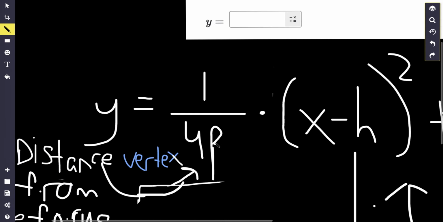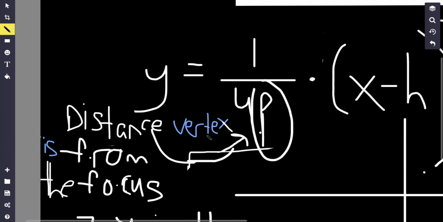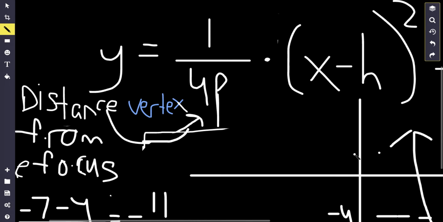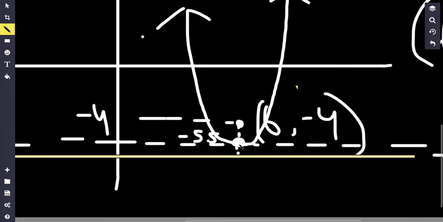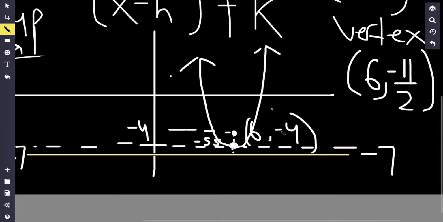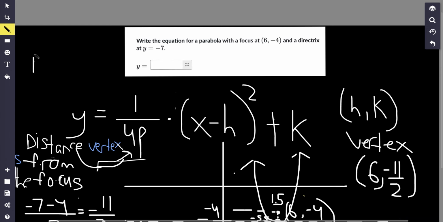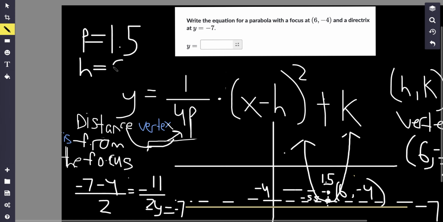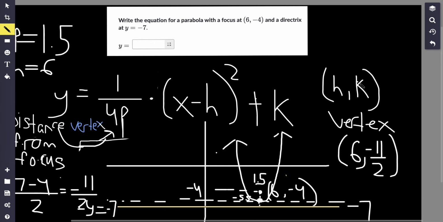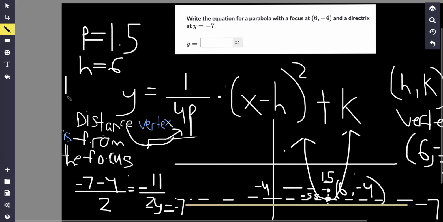So now that we have found the vertex, the rest of the problem is pretty straightforward. What you do is you want to find out what P is. P is the distance the vertex is from the focus. So if the vertex has a y value of -5.5 and my focus has a y value of -4, well, this distance right over here has to be 1.5, right? So P is equal to 1.5. The x value of my vertex, aka h, is 6. H is equal to 6. And my y value of my vertex, aka k, is -11/2.